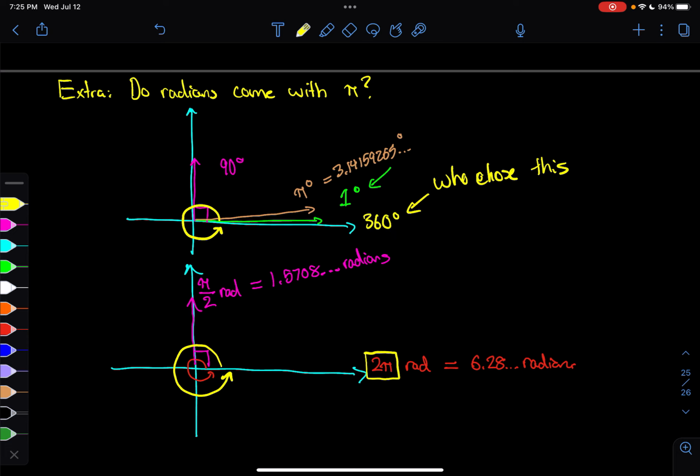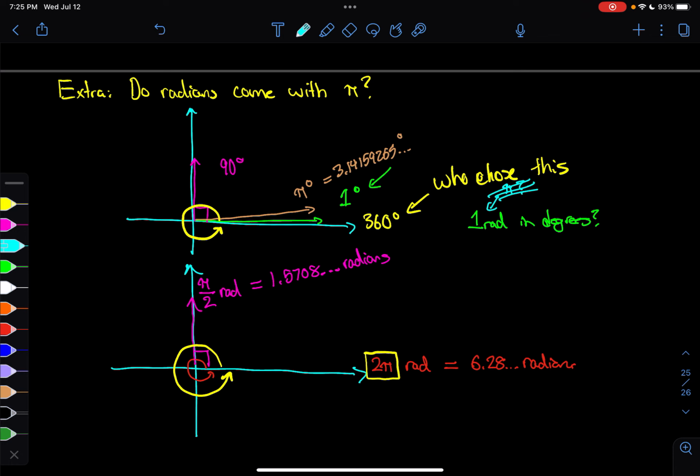So when I give you a question that says, what is 1 radian in degrees, okay? What is this, right? Well, you're like, oh, Dylan, there's no pi. Should there be a pi there? No, radians don't come with pi, right?